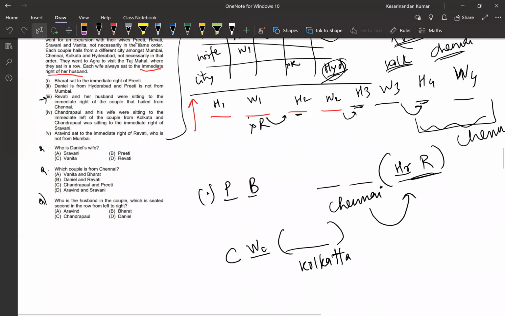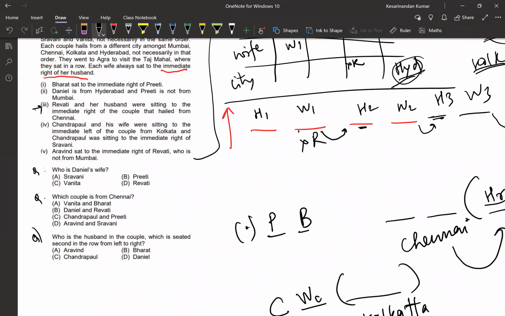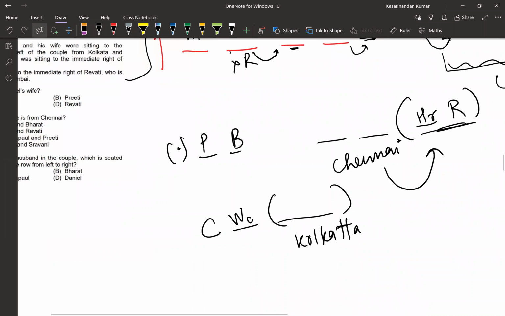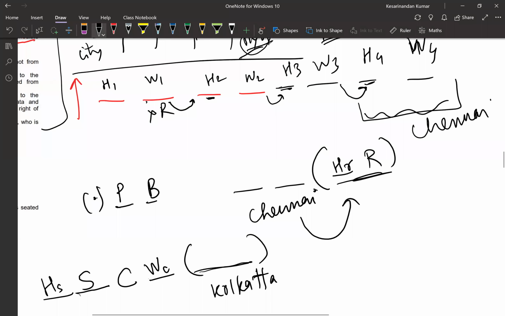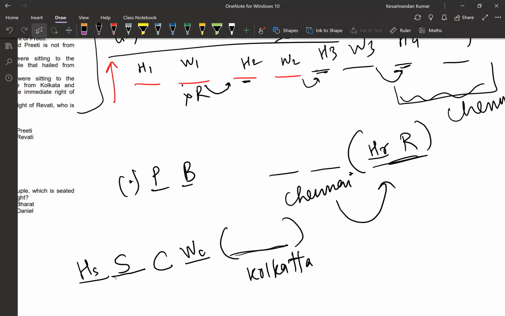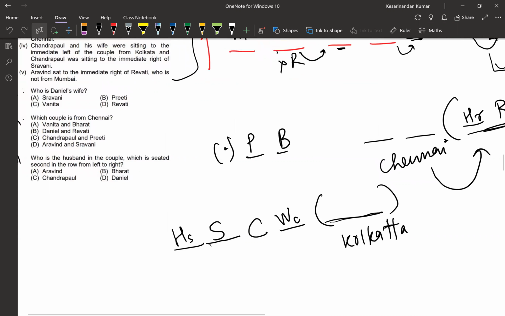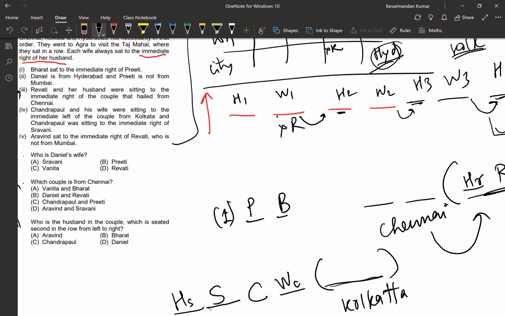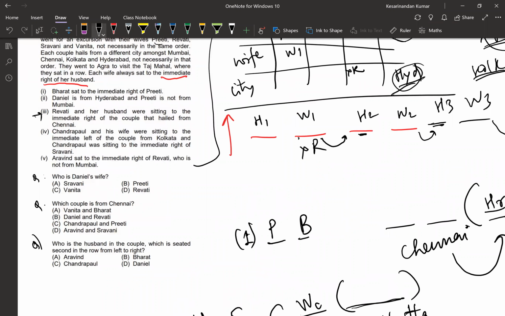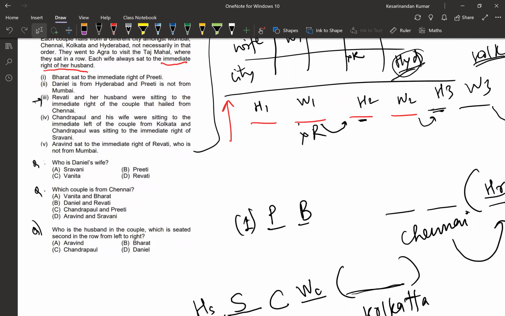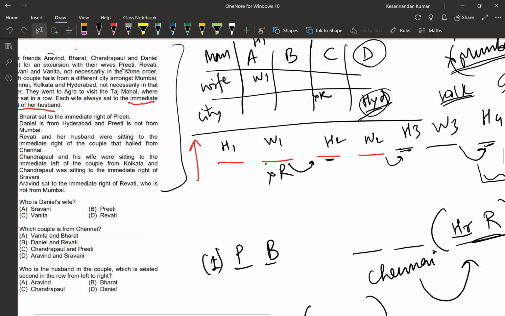And Chandrapal was sitting to the immediate right of Sravani. Why the husband of Sravani? Sravani, Chandrapal, this, and then we have Kolkata. This part is clear. Now there's one more thing, and that is our first point. What we had from our first one: Bharat sat to the immediate right of Preeti, not left. Bharat sat to the immediate right of Preeti. Preeti cannot be here because Preeti is not Bharat's wife.